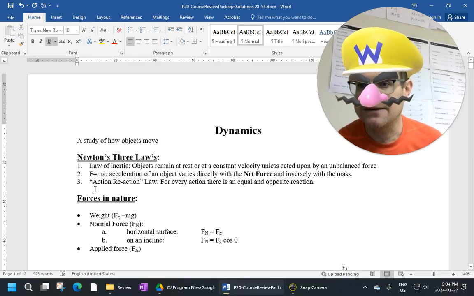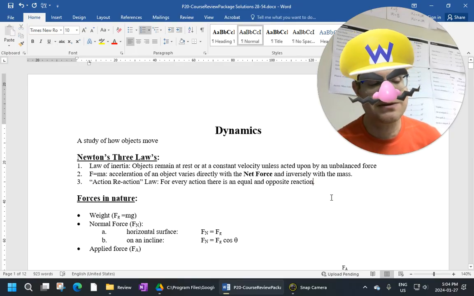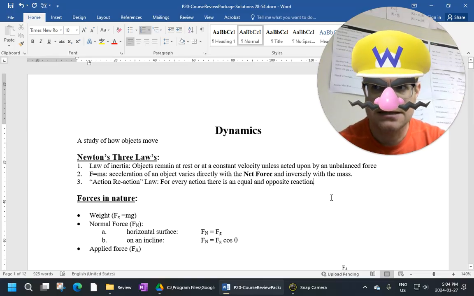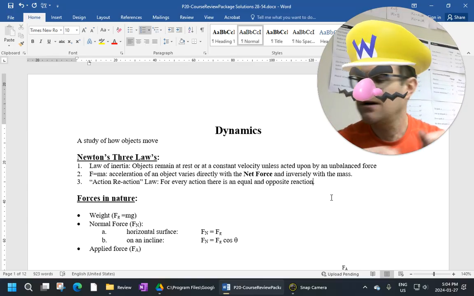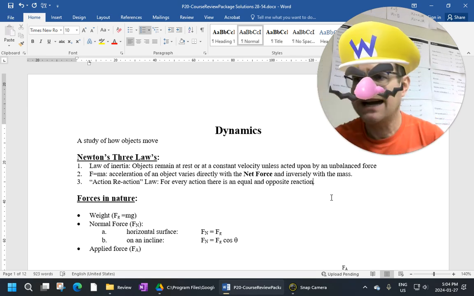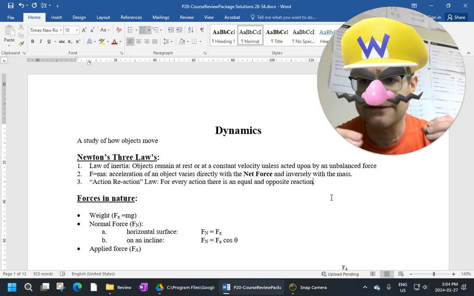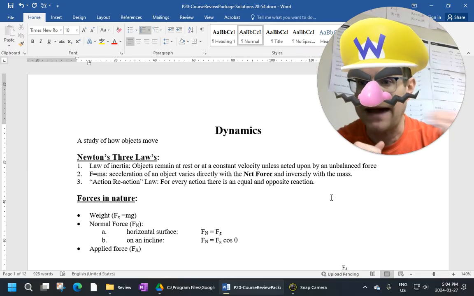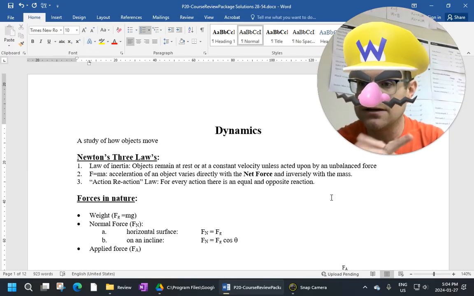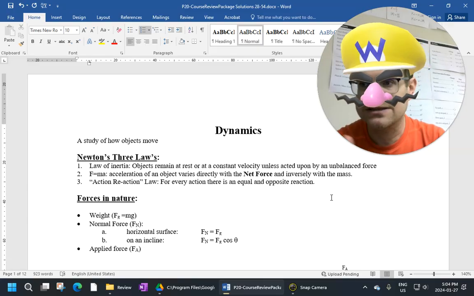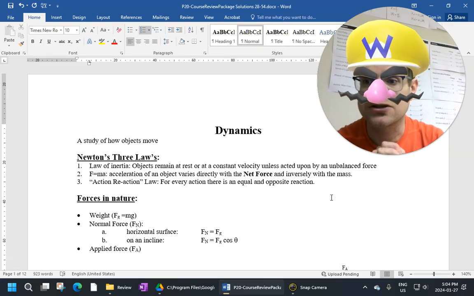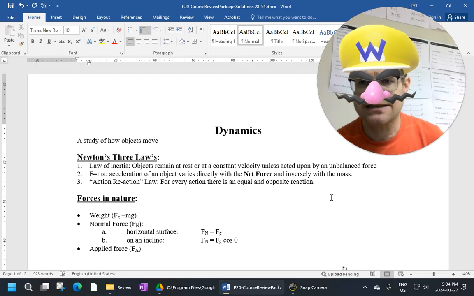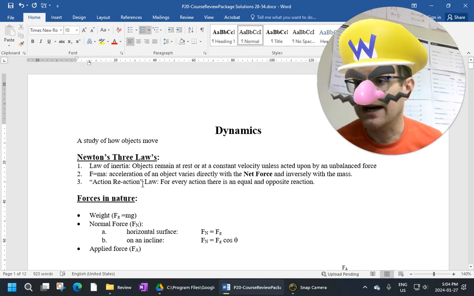And then the action-reaction law. For every action, there's an equal and opposite reaction, but remember there has to be two objects. So again, this wording is a little bit dumbed down. Remember how it usually works out. You're going to have object A pushes onto object B, and object B pushes back onto object A with a force of equal magnitude but opposite direction. All right, so that's a little bit more wordy way of saying the same thing of the action-reaction law.